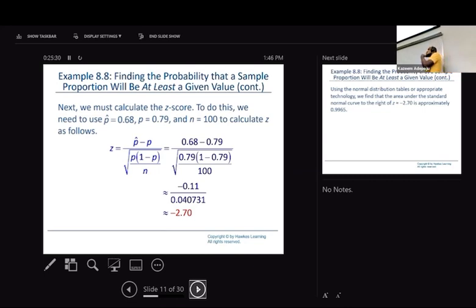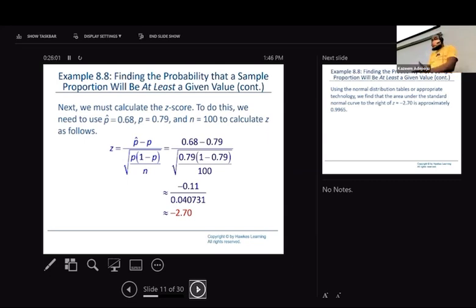The z-score that we have is minus 2.70. And the next thing we're going to do now, we actually want to find the probability of a z-score greater than minus 2.70. Because what we are given in the question is to find the probability of the sample proportion greater than 0.68. And that probability would be equal to the probability of a z-score greater or equal to minus 2.70.